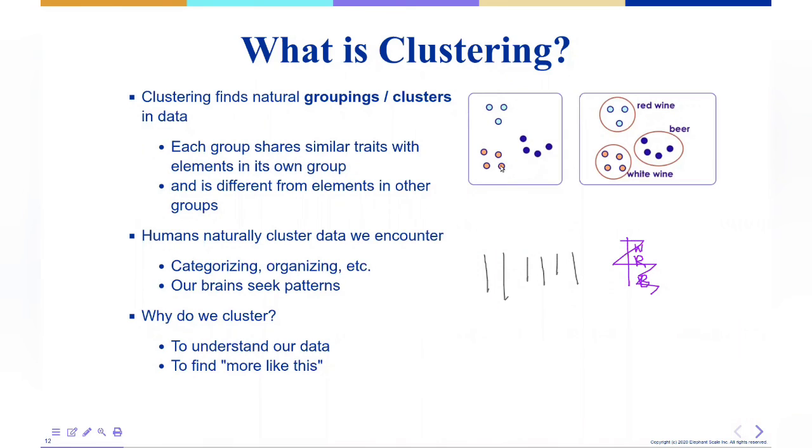Sometimes people get confused between clustering and classification. Classification is when you actually have labeled data. When I say label, this is a label. You're trying to predict what the label is: red wine, white wine, beer. But if you don't have labels, you can still segment or group the data, you just don't know what the groups stand for. So we just say X, Y, Z.